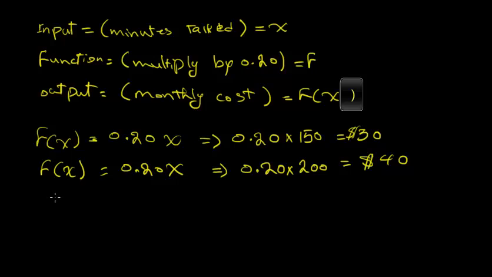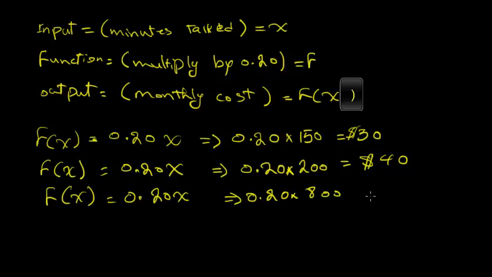Or let's say we talk 800 minutes, and then we'll have f of x equals 0.20x, which is 0.20 times 800 minutes. Then you'll have a bill of $160.